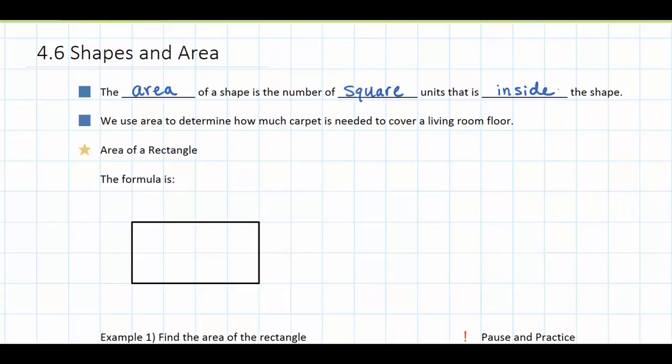Area of a rectangle. The formula is area equals length times width, or A equals LW. This side is the length, so this side is the length. This side is the width, so this side is the width.